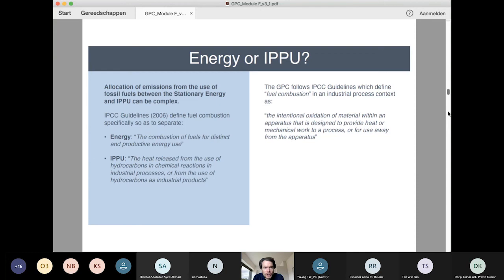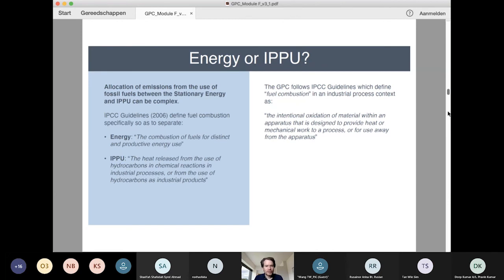Allocation of emissions from use of fossil fuels between stationary energy and IPPU can be complex, and IPCC guidelines give a very clear definition. They say for energy, it's the combustion of fuels for distinct and productive energy use. So distinct means the purpose is to create energy, and productive means there is a use of that energy. You're not just creating energy for the sake of creating energy, like flaring. You're burning fuels, but there's no energy capture. So it's productive energy use.